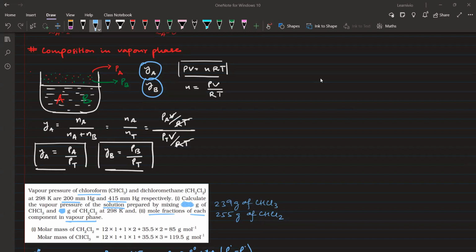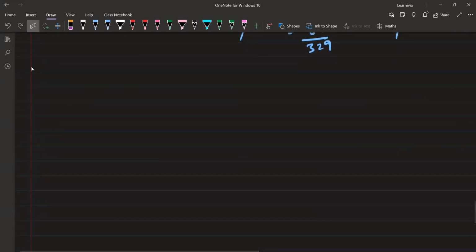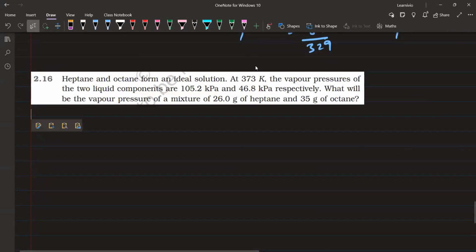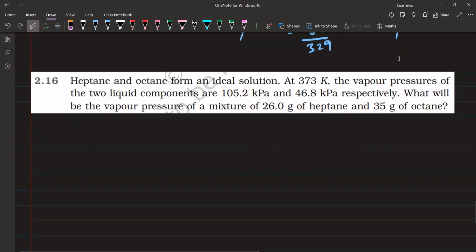Okay, now let's do one more question. The board has never asked this type of question, that is, the mole fraction of the composition in vapor phase. But since this question is there in NCERT, we have to discuss it. And it is always better to know the concept if it is in the NCERT. So try this now. This is a bit easier. The only problem you will be having is the molecular formula, the molar mass of heptane and octane.